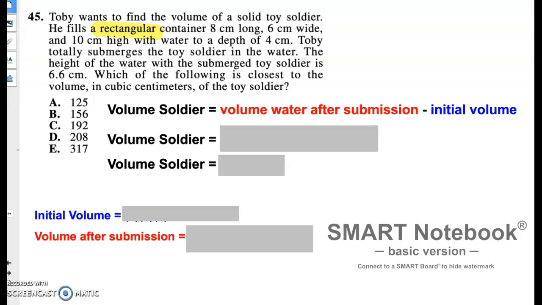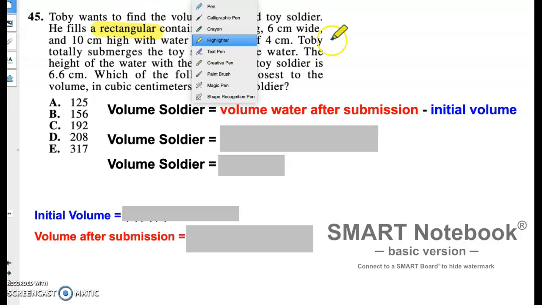So to find the volume of the soldier, we're finding volume by displacement here. So we need to take the volume of the water after he submerges the toy soldier into it, and then subtract the initial volume of the water in the container. So to find the initial volume, we're just going to find the volume of the rectangular figure.